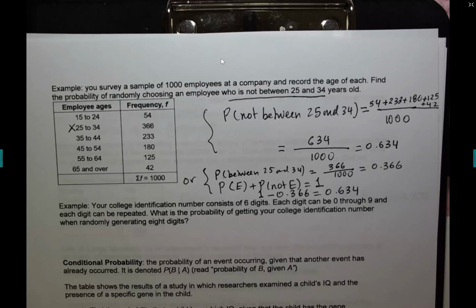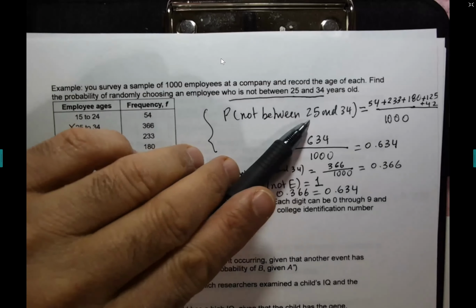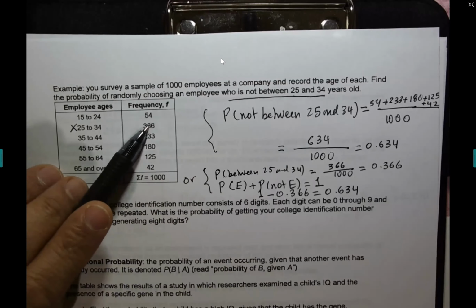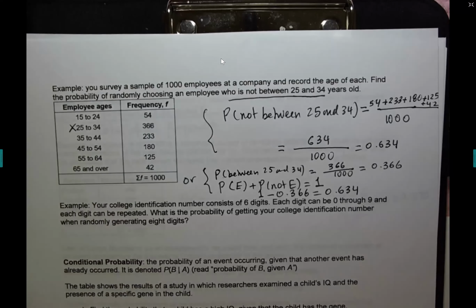All right, very good, guys. But look, guys, you do it this way, the longer way, you do it that way, that's fine. You do it just like the student said, also subtract the 366, you get 634 and divide by 1,000, that's fine too. Okay, next example.